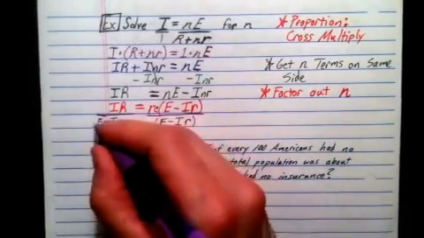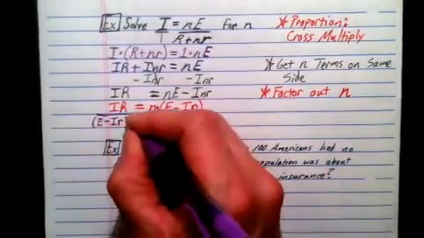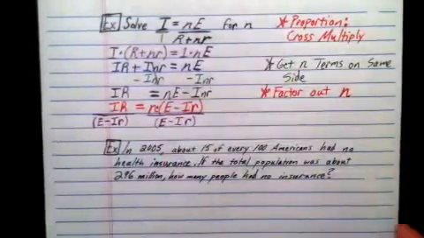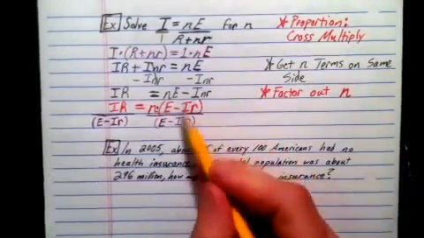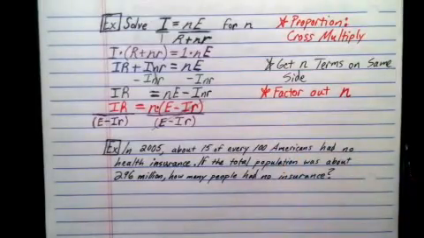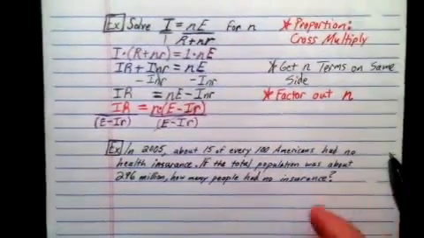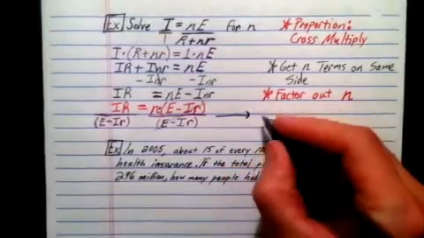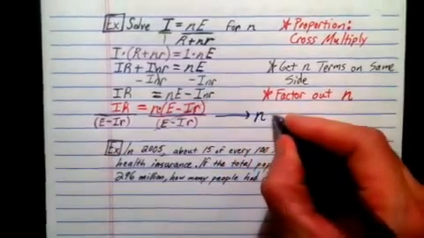Okay. Again, if you want to think of it as in parentheses, you can. Because we have that common factor here, when we divide by it, that allows us to cancel that out. So now we have our answer. We solved it for n now. N is now by itself.